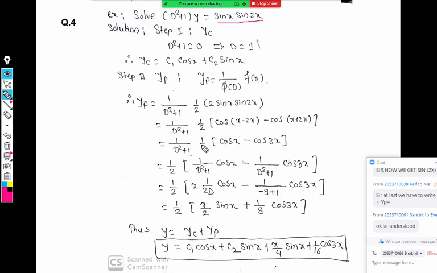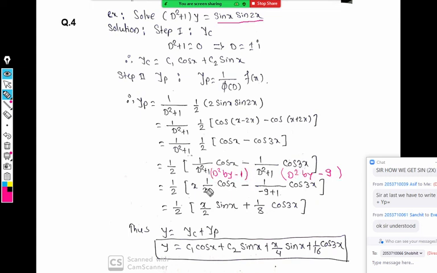Now whenever we have to operate, this 1 by 2 is a constant taken outside the operator. And this is 1 upon d square plus 1 of cos x and 1 upon d square plus 1 of cos 3x. So this we replace. What is the replacement done for this first part? Yes, anyone? What is the replacement done here for cos x? D square by minus 1. Okay, and here d square by minus 9.